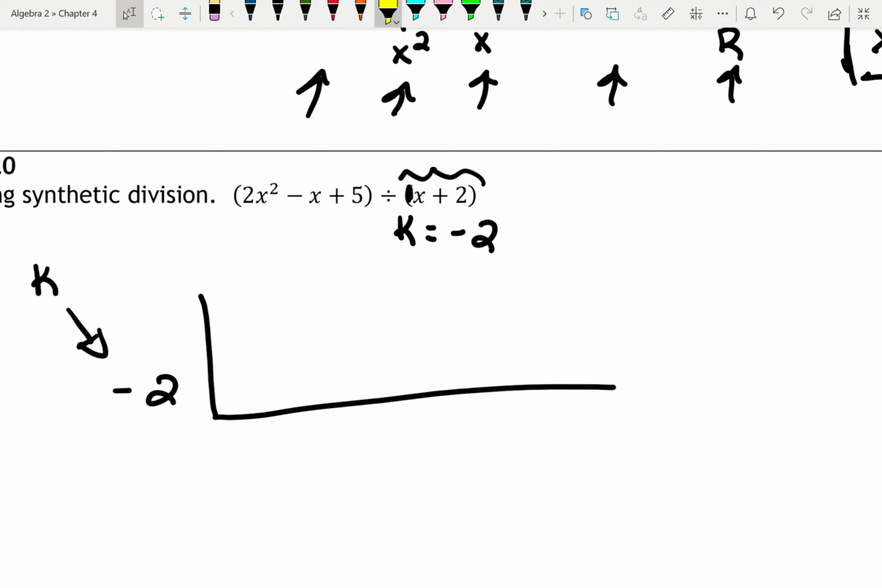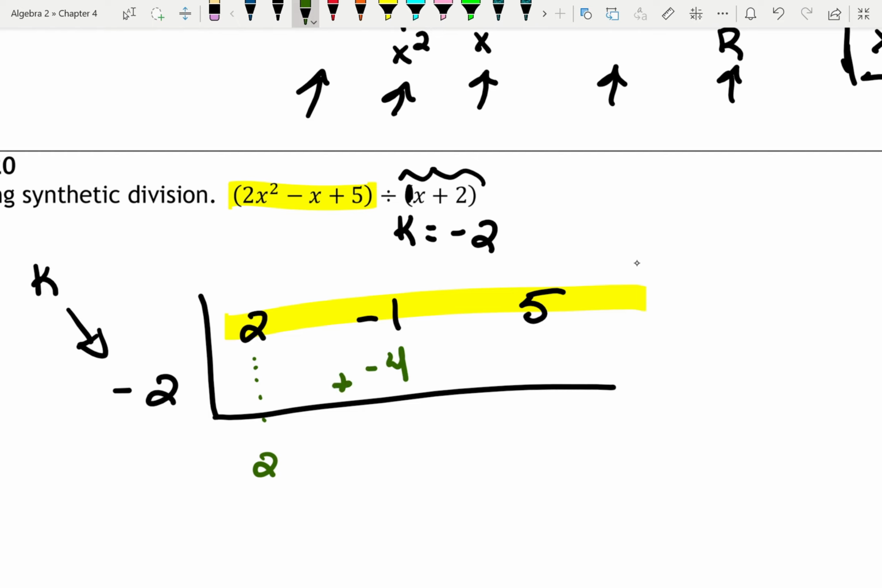And then you put your coefficients up here. So our coefficients in this one will be 2, -1, and 5. Right? Our polynomial didn't skip any terms, so we didn't have to have a 0 in there. Now, our first term here, the 2, it just carries down. Then you multiply the -2, that's your k, times 2 gives you -4. Then you add those up to get a -5. Then you multiply your k times the -5 gives you 10. Then you add those up to get 15.